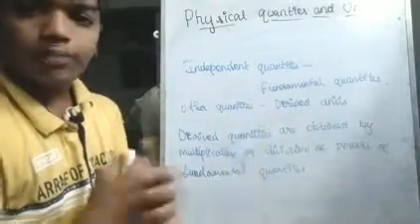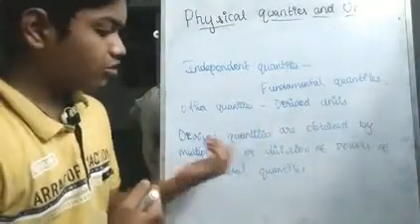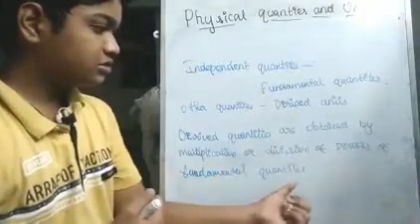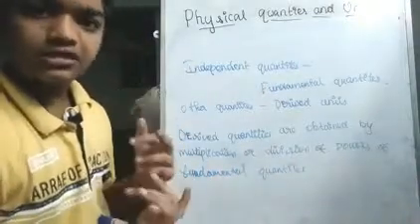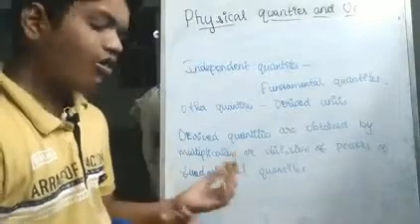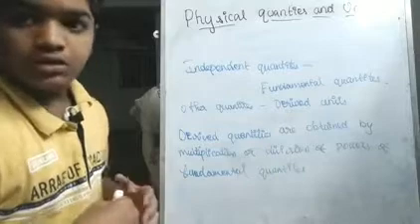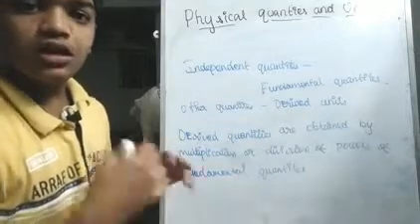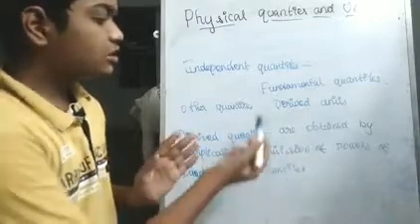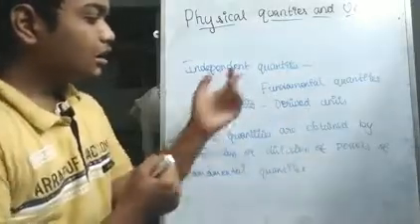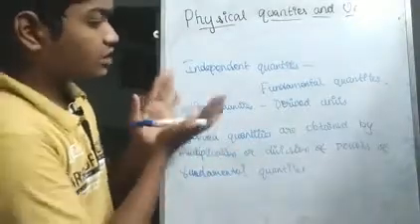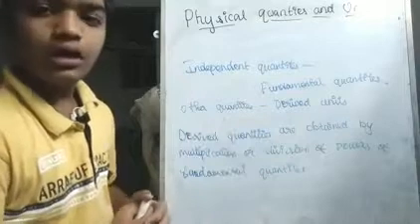Now derived quantities are obtained by the multiplication or division of powers of fundamental quantities, for example length and area. Area is a power of length, and speed is length per time. These are the derived units, and length is the fundamental quantity. This is about the quantities and units.